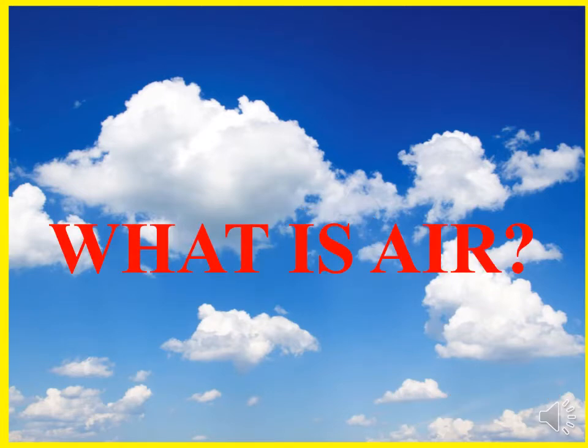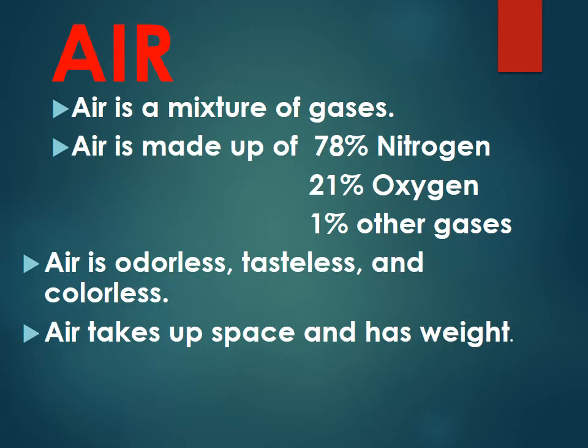Now children, what is air? Air is a special substance that floats around the earth. It is something you cannot see, but you can feel it and you can swish your hands through it. Air is a mixture of gases. Air is made up of 78% nitrogen, 21% oxygen and 1% other gases. Air is odorless, tasteless and colorless. Air takes up space and has weight.